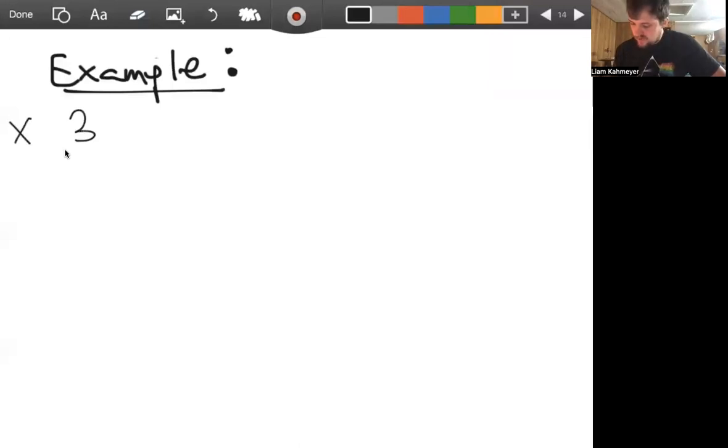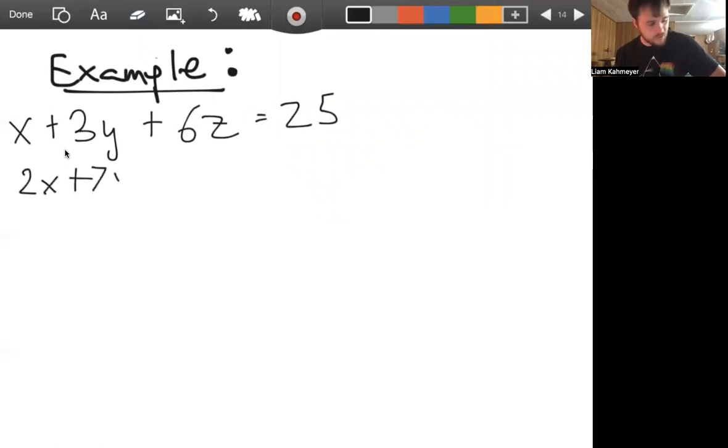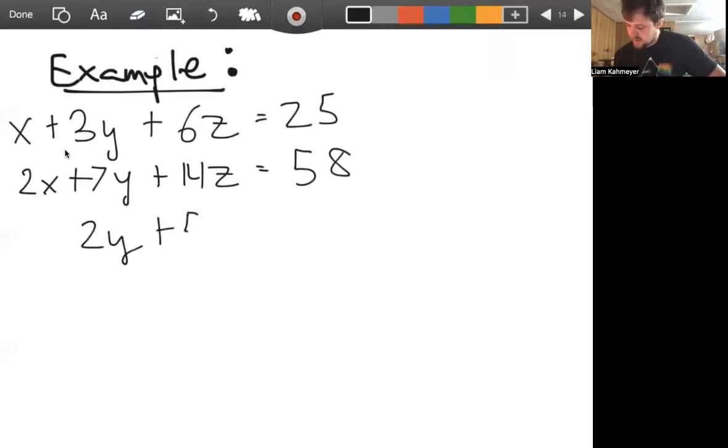Let's say we have the system of equations x plus 3y plus 6z equals 25. We have 2x plus 7y plus 14z equals 58. And then we have 2y plus 5z equals 19. And we want to use elementary operations to find a solution to this, if it exists, right? We know that there is no guarantee of a solution for any given system of equations.